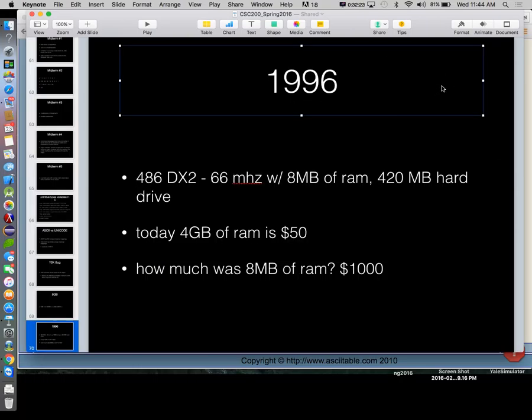So with that in mind, memory was really expensive. Now I can tell you that in 1996, the price of memory had already been coming down drastically. It was even more expensive before that. This was considered reasonable.